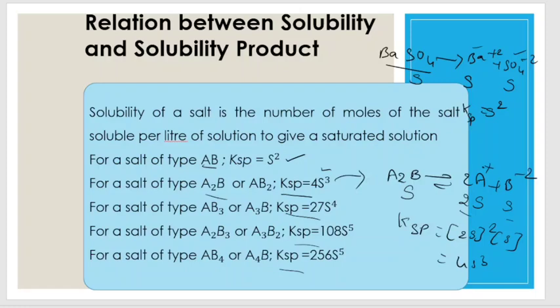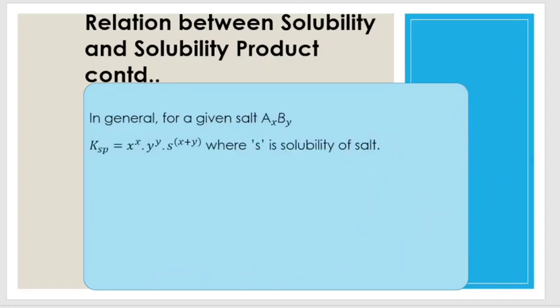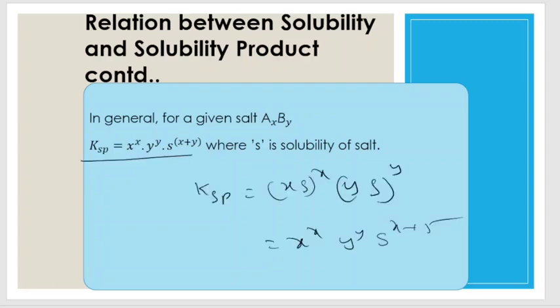Similarly, remember for the remaining electrolyte types, they are 27 S power 4, 108 S power 5, and for AB4 and A4B type it is 256 S power 5. Now in general, if we consider an AxBy type electrolyte, you can see clearly the Ksp expression here.